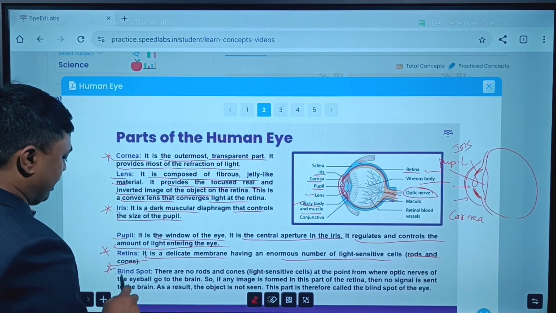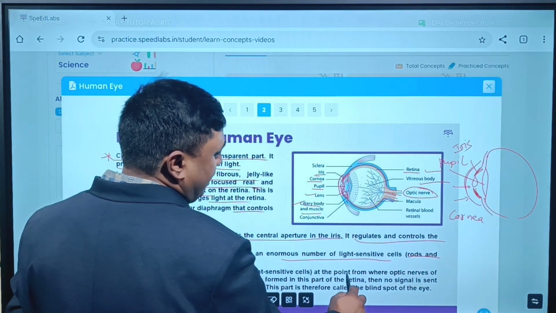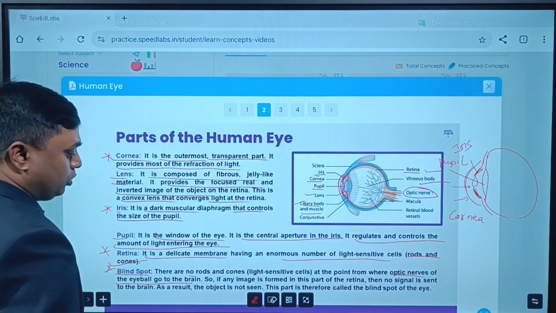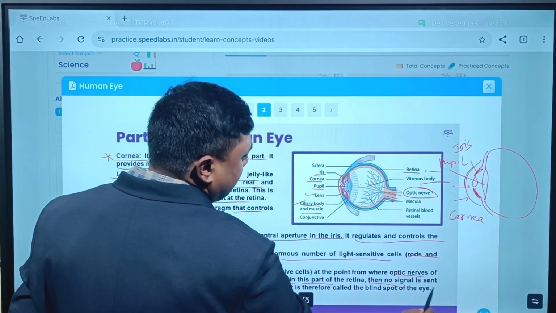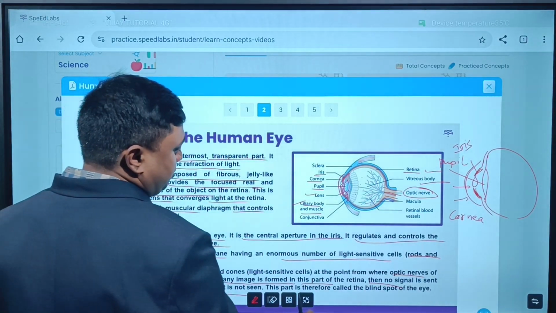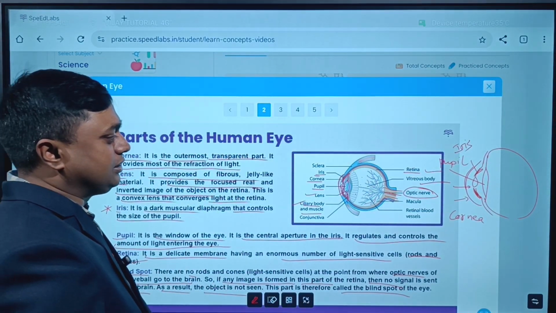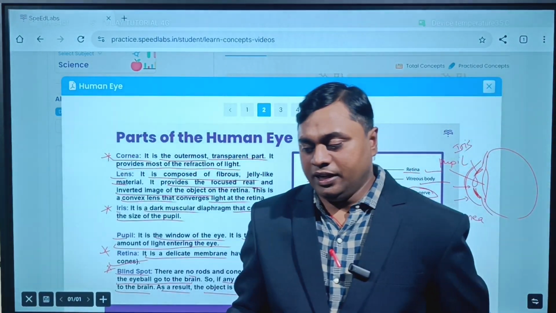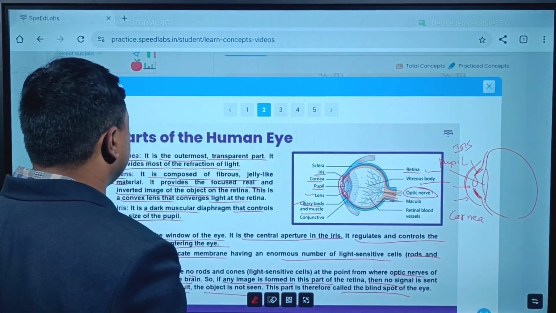Blind spot. There are no rods and cones, that is, light sensitive cells, at the point where the optic nerves of the eyeball go to the brain. So if any image is formed on this part of the retina, then no signal is sent to the brain. As a result, the object is not seen. This part is therefore called the blind spot of the eye. At this stage there are no rods and cones, so the image formed is not realized. That's why it is called the blind spot.